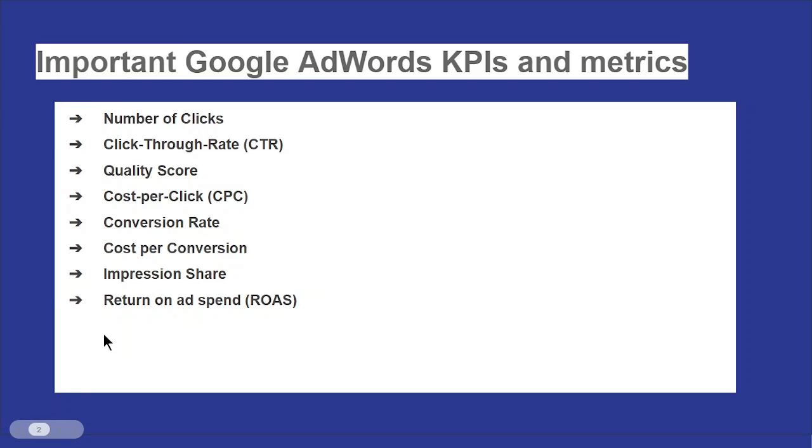Last but not least, return on ad spend. Amongst all the Google Ads metrics, return on ad spend is considered the most important of all. It measures how much revenue you earn for every dollar you spend on advertising. The metric is most important because it allows you to track advertising performance and see if you are making a profit or loss from your campaigns.